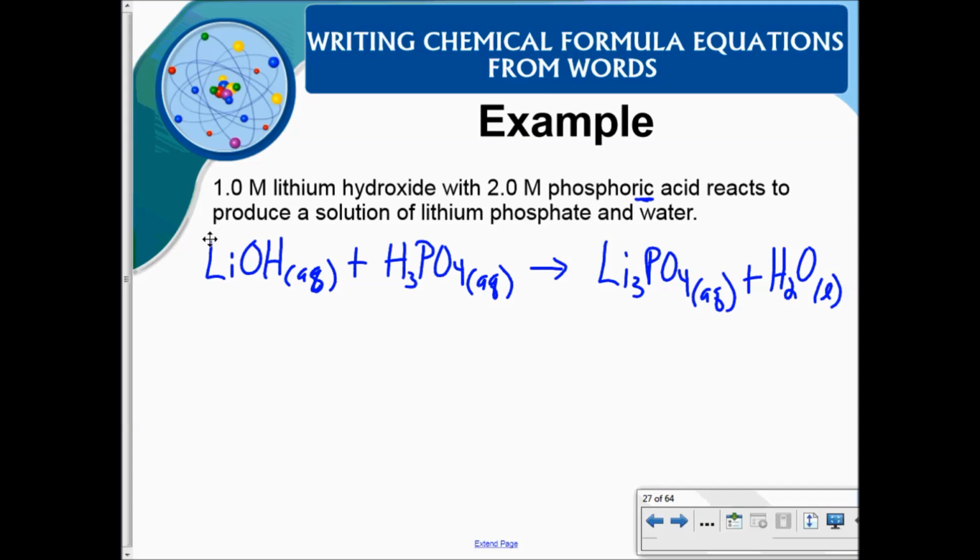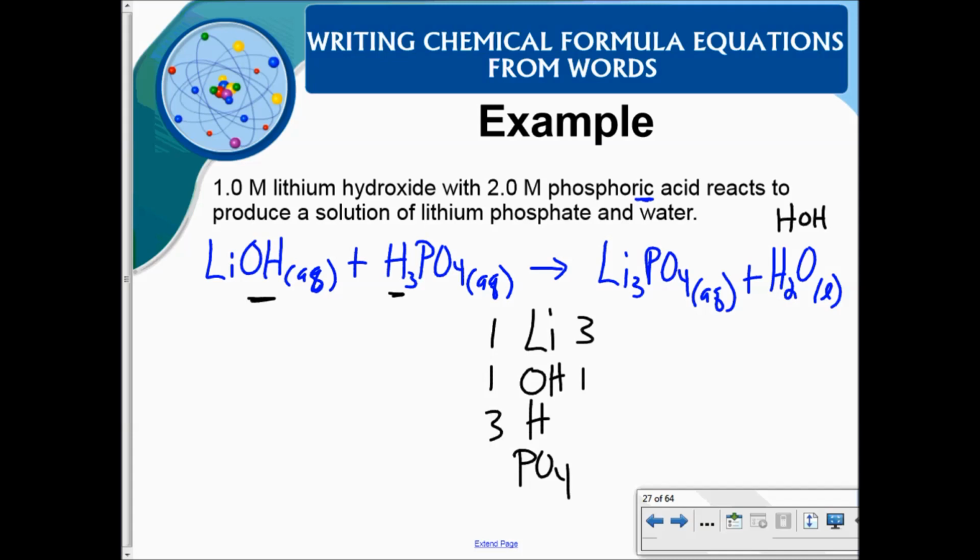And then we have to balance this, so we'll go with lithium. And I'll show you a little trick when you have hydroxide and hydrogen, you have water on this other side. If you think of it as lithium as H and OH, I'm going to show you that. You don't have to use that method, but I'm just going to share little things I do. So you have 1 lithium on the left, 3 on the right, 1 hydroxide on the left, 1 on the right, 3 hydrogen on the left, 1 on the right, and 1 phosphate, 1 phosphate.